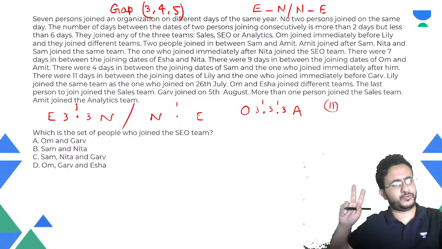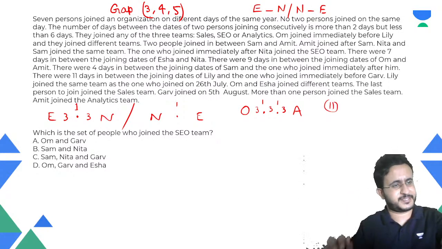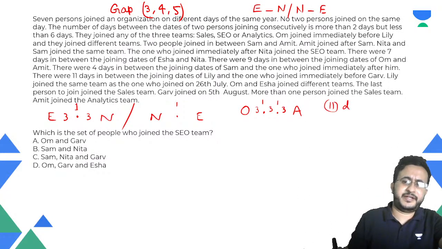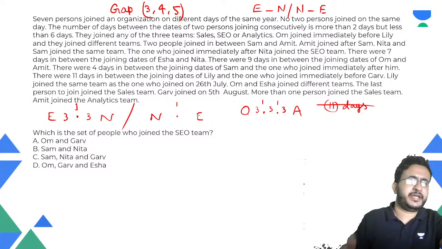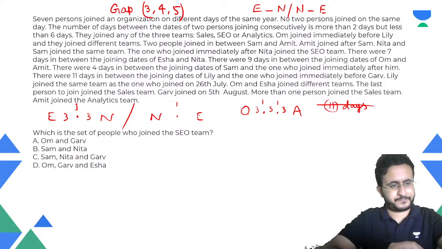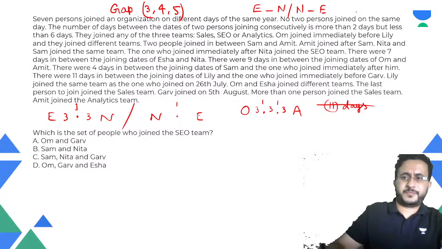Okay, so the 2 days will be counted and the minimum gap is 3. So we will get 11 days. But that is not possible. So that means between O and A also there will be one person. Okay, between O and A there will be one person. So either it is OA or AO.